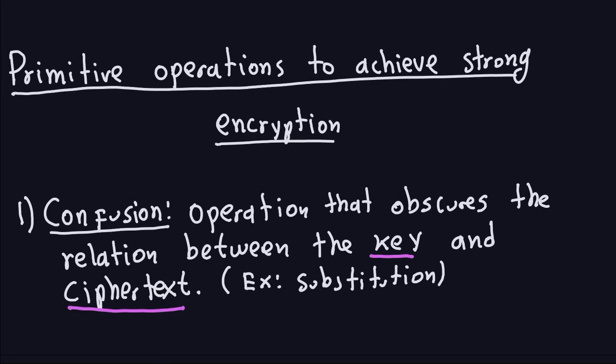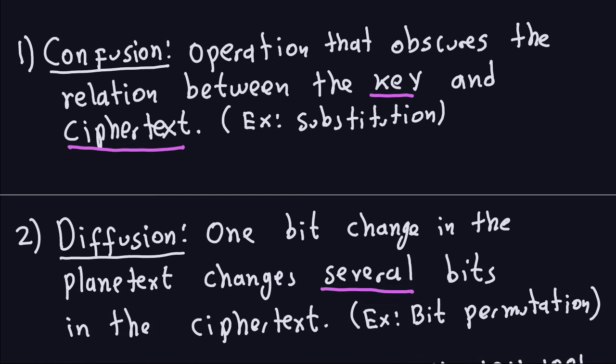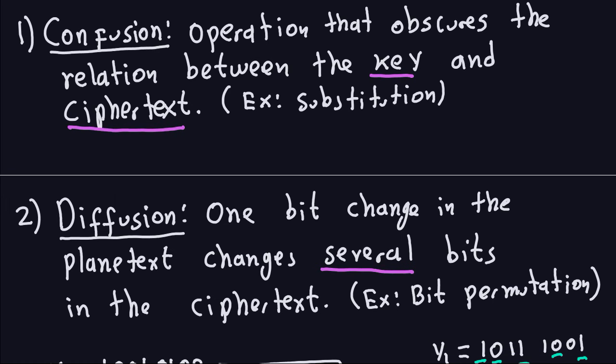The other important operation is called diffusion. Now diffusion is also very important. It's an important property that a modern cipher should have, and it goes like this. If you change one bit in the plain text, that change should change several bits in the ciphertext. Now it is really bad if one bit on the plain text will change only one bit in the ciphertext. So it means that the plain text and the ciphertext are somehow very closely related, and we don't want that. We want the plain text and the ciphertext to be as far apart as we can. Now, this can be achieved by using a bit permutation.